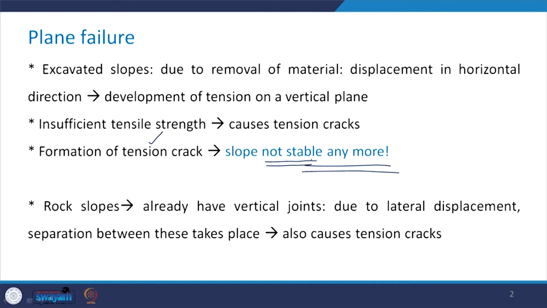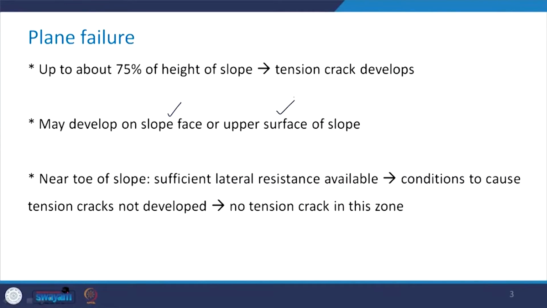Another cause for the development of tension cracks can be that rock slopes already have vertical joints. Due to the lateral displacement, separation between these vertical joints takes place and this also causes tension cracks. A tension crack develops up to about 75% of the height of the slope. As I mentioned, these may develop on the slope face or the upper surface of the slope.